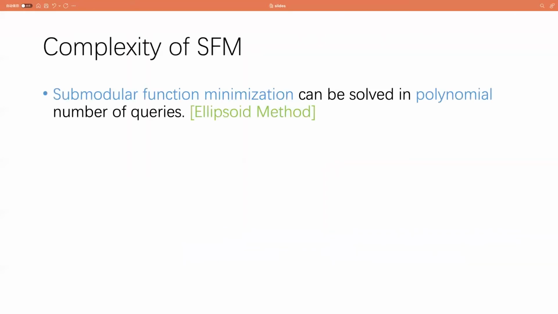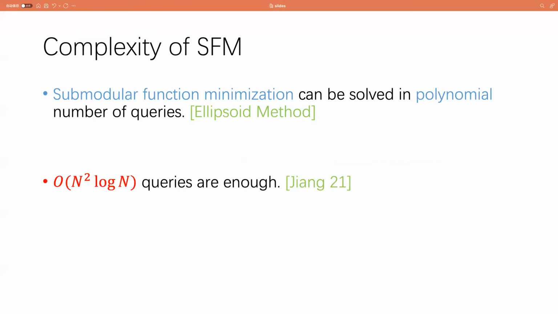Submodular function minimization is well known to be solvable in a polynomial number of queries. In fact, it can be solved by the famous ellipsoid method. There is also a long line of work to optimize the number of queries needed to solve SFM. Currently, the best algorithm is given by a recent work by Chen, which has query complexity order n squared log n. However, all these algorithms are highly adaptive. In other words, these algorithms need to be run in many rounds.